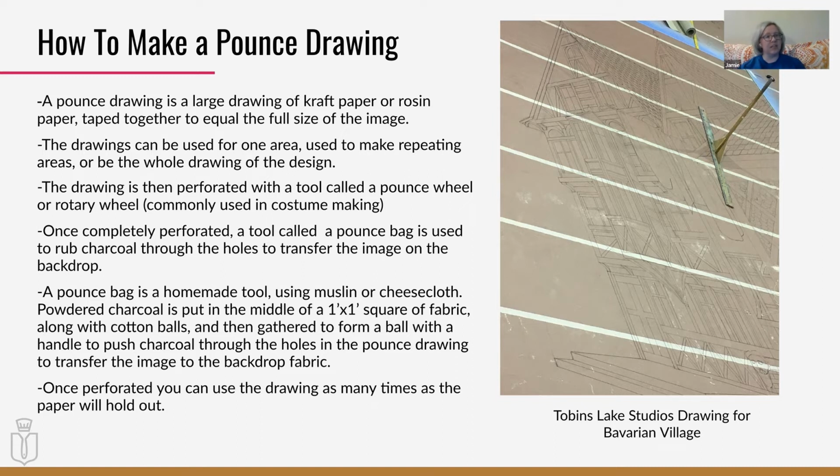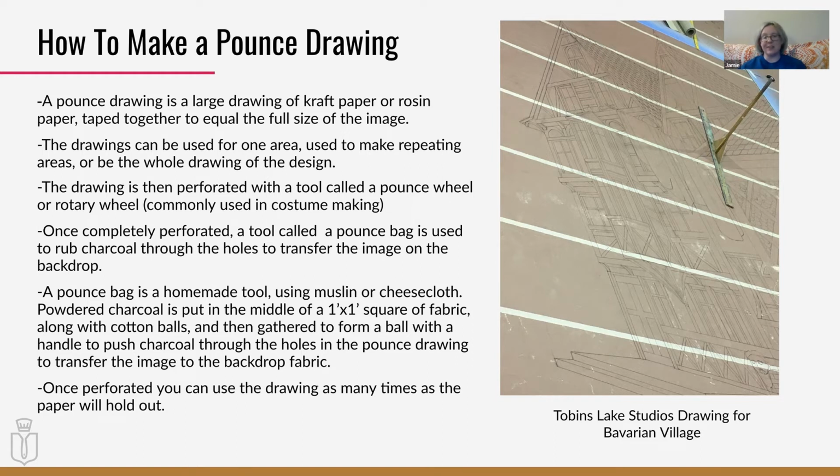A pounce drawing is a large drawing of craft paper or rosin paper, and it's taped together to equal the full size of the image. The drawings can be used for one area. You can use it to make repeating areas such as molding or wallpaper, or it could be the whole drawing of the design. So it doesn't have to be a full drop size drawing, but it also can if you need it to be. The drawing is then perforated with a tool called a pounce wheel or a rotary wheel, which is commonly used in costume making. And once completely perforated, a tool called a pounce bag is used to rub charcoal through the holes to transfer the image on the backdrop.